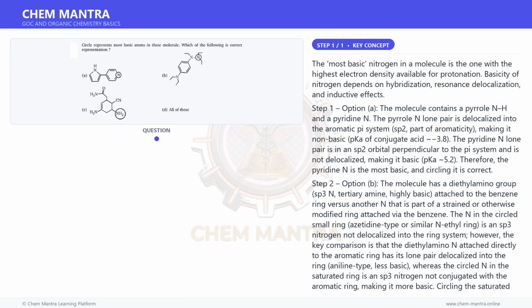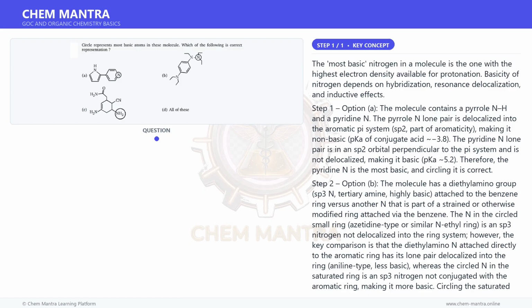the ring system. However, the key comparison is that the diethylamino N attached directly to the aromatic ring has its lone pair delocalized into the ring, aniline type, less basic, whereas the circled N in the saturated ring is an sp3 nitrogen not conjugated with the aromatic ring, making it more basic. Circling the saturated ring N is correct.